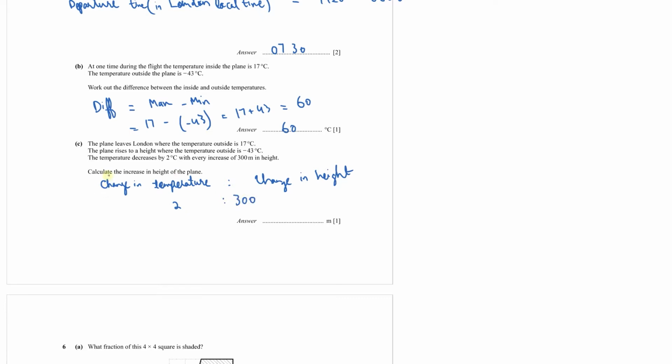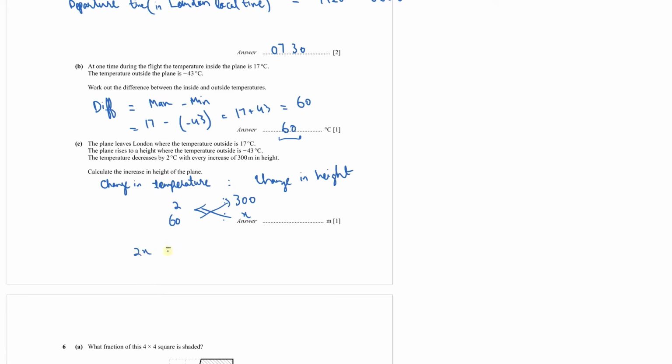So we need to calculate the increase in height of the plane when the temperature changes from 17 to 43. We already calculated this change is how much? 60 degrees Celsius. So the change in temperature is 60, and we have to find the change in height, which is the unknown x. These values are directly proportional. The higher the change in temperature, the higher the change in height.